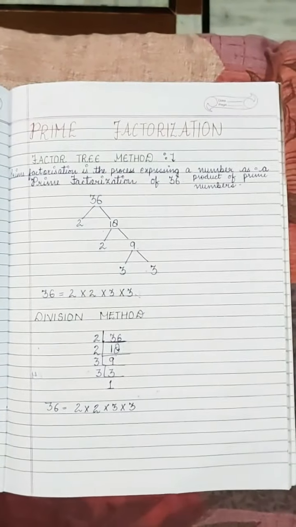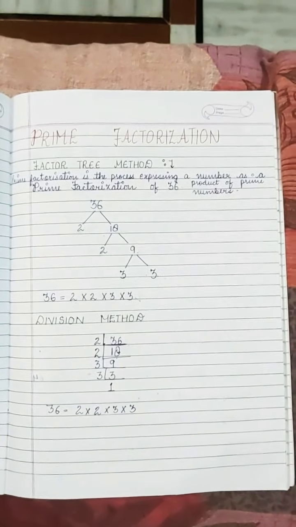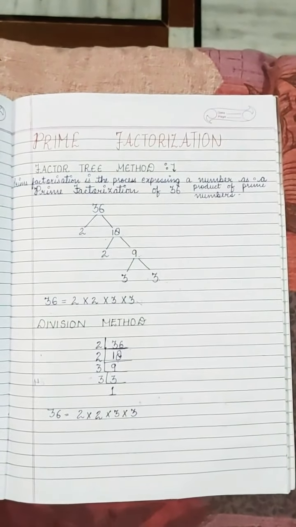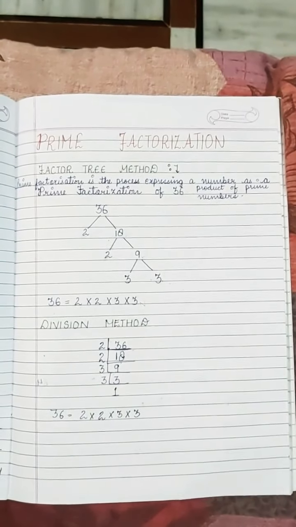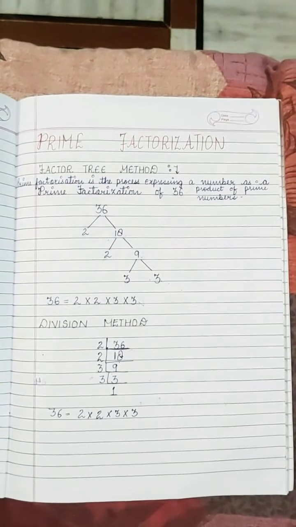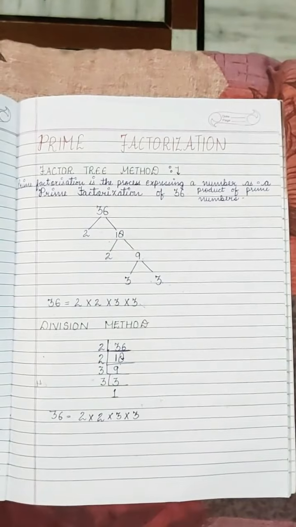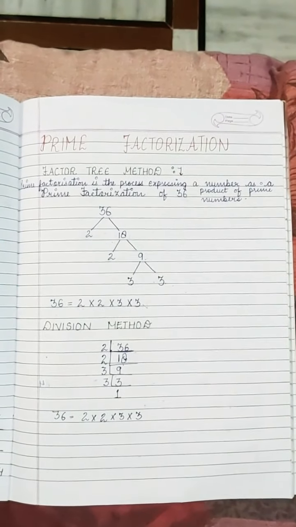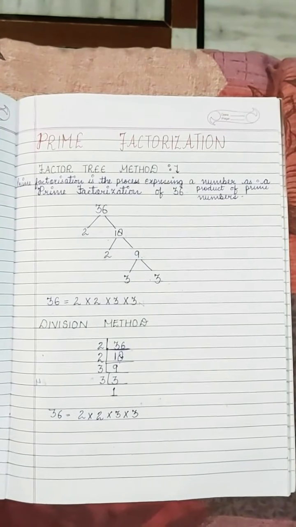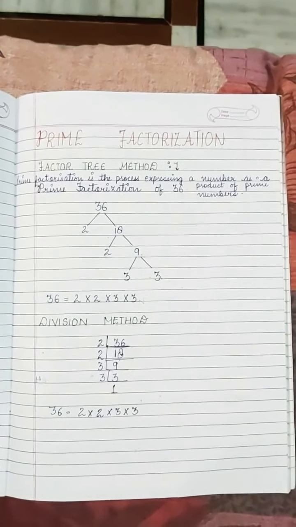Prime factorization. There are two methods to do prime factorization. The first method is the factor tree method, and the next method is the division method. First of all we will see how to do the prime factorization by the factor tree method. Now what is prime factorization? It is the process of expressing a number as a product of prime numbers.